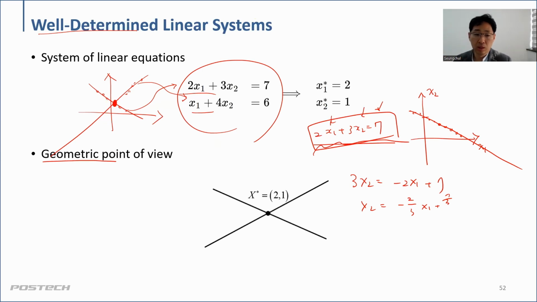In general, for well-determined linear systems, we can find the solution. But from the geometric point of view, there's only a single exception: if these two lines are parallel, no solution exists. Otherwise, we can always find the single solution.